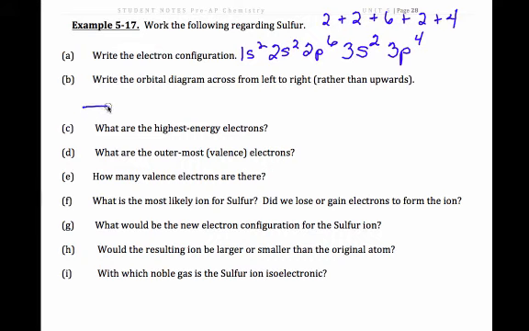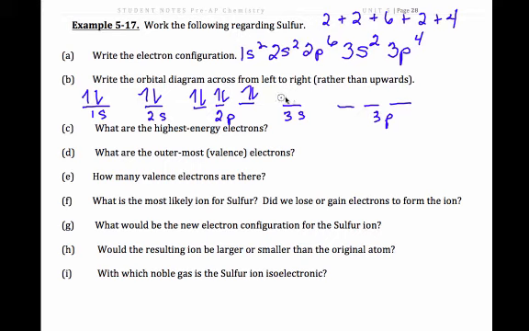Now, if I want to do an orbital diagram, I'm going to do 1s, 2s. For the p, I need 3 of them, so it'd be 2p. Then I'd have 3s, and then 3p. So 1, 2, 3, 4. Remember Hund. 1, 2, 3, and then you pair. 4, 5, 6, 7, 8. Remember Hund. 9, 10, 11, and then just one more. There we go. So 2, 4, 6, 8, 10, 12, and there's our 16.